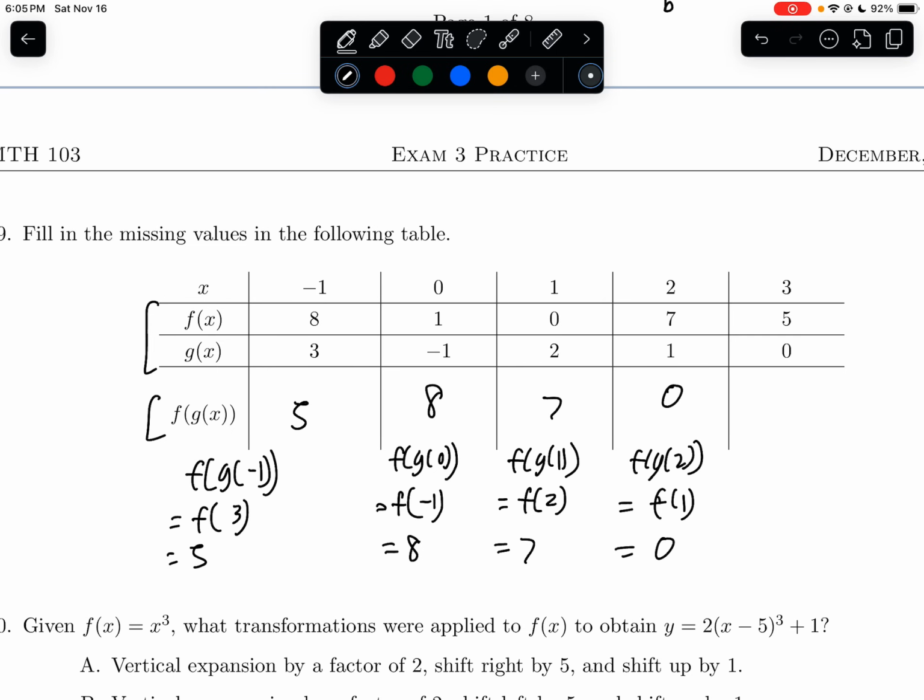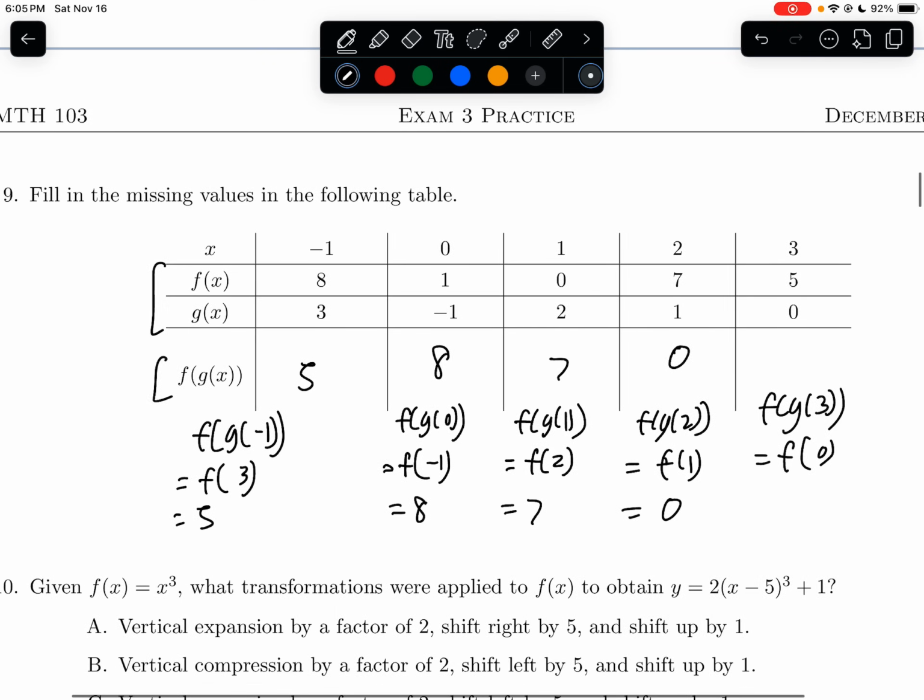And finally, f of g of 3, well, the value for g of 3 is 0. It's the one right above it. Coincidentally, that doesn't have to be the case, but it is here. And then we're looking for f of 0, which gives us 1. That would be the last value. Okay.